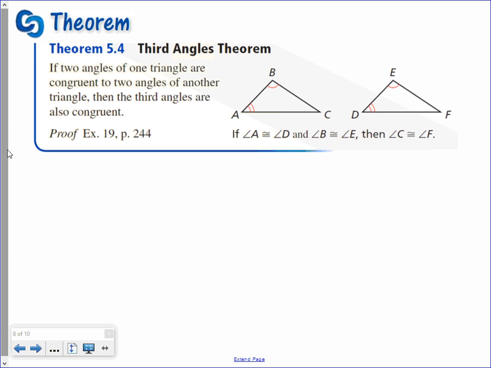Last little thing here, this third angles theorem. And this should hopefully make sense. What this theorem says is if you have 2 angles of one triangle that are congruent to 2 angles of another triangle, then that third set of angles would also have to be congruent. Okay, if you think about this, if you know angle B is 100 degrees and you know it's congruent to angle E, then angle E would also be 100 degrees.